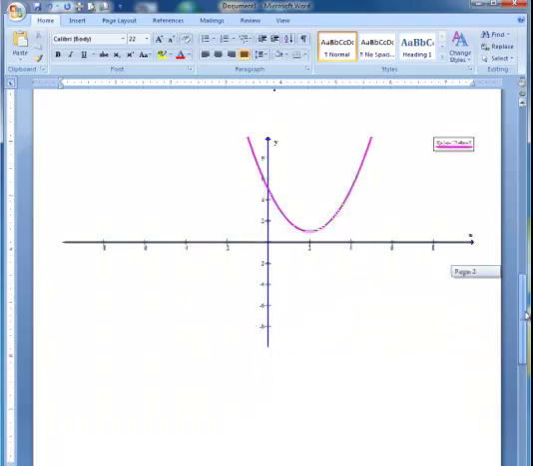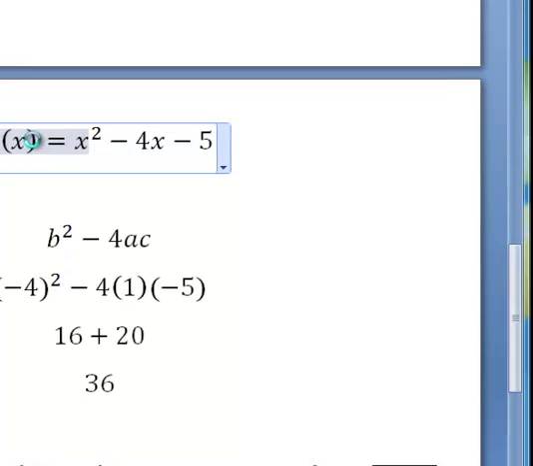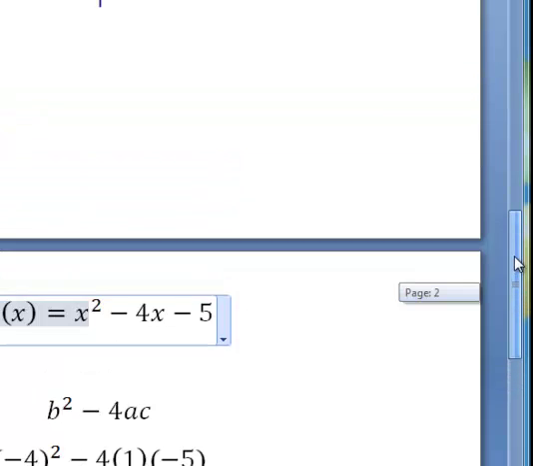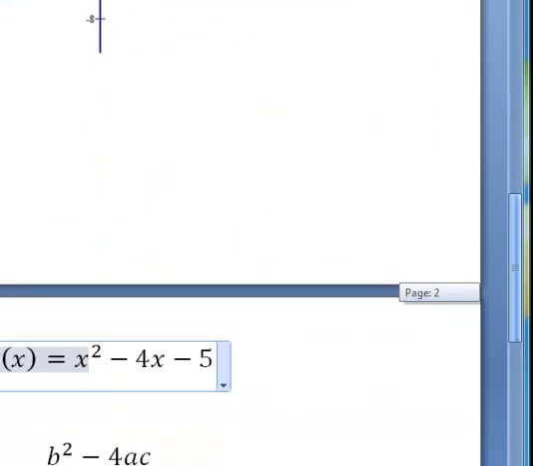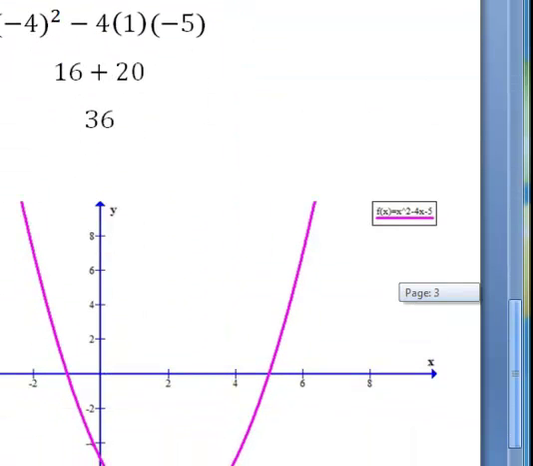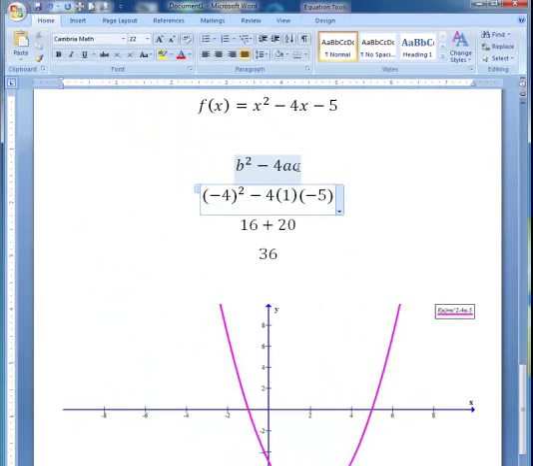Our next quadratic function, let's look at f of x equals x squared minus 4x minus 5. Now this looks almost just like what we just did. Please notice the only thing we did was we changed the c term from a plus 5 to a minus 5. We're going to do the same thing. We are going to get b squared minus 4ac. We get negative 4 quantity squared minus 4 times 1 times negative 5. This simply becomes 16 plus 20, which is 36.